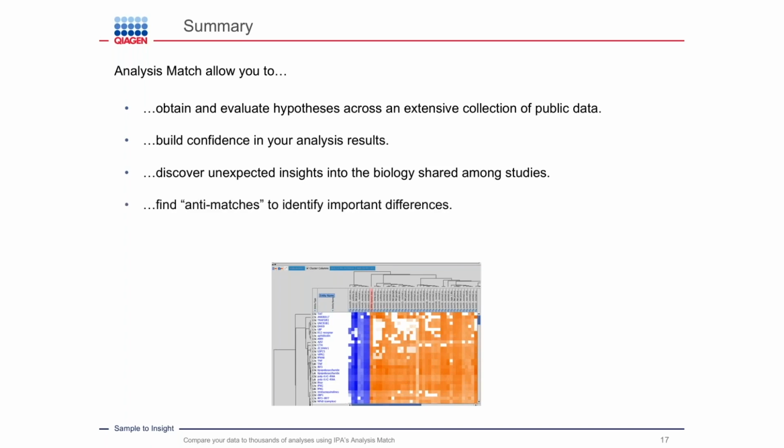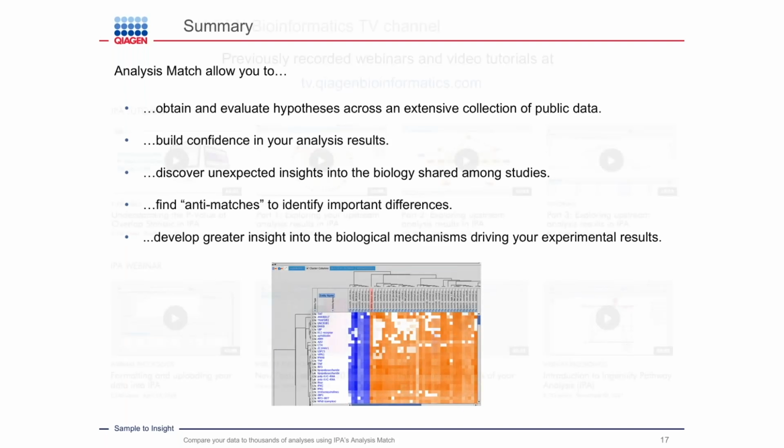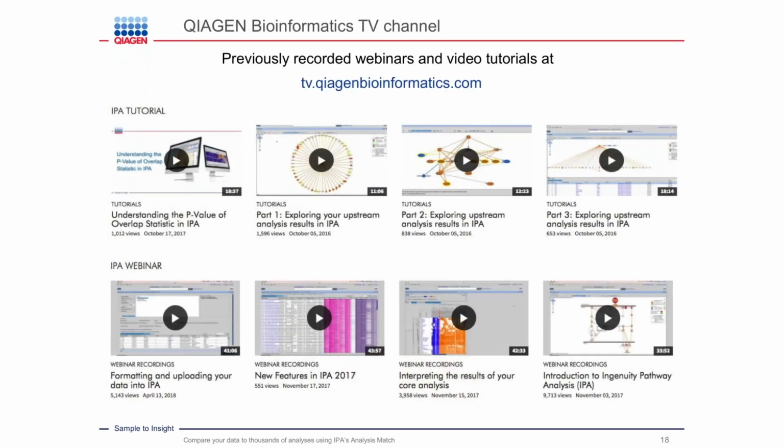And anti-matches can give you powerful information about which molecular mechanisms and biological processes are quite different from your own study. And you can also develop greater insights into your own analysis by identifying the specific pathways and regulators and downstream attributes that are driving similar or opposite phenotypes. All right, so this completes the webinar. I hope you've gained a deeper understanding of the Analysis Match feature in IPA and how it can help you with your research.